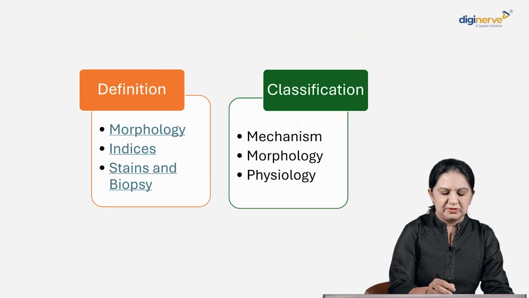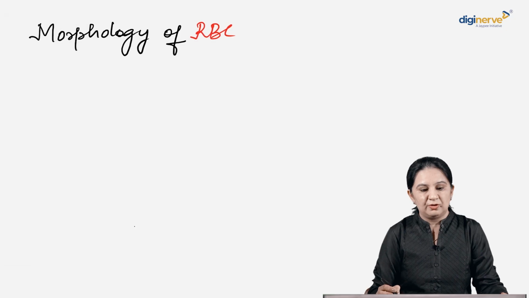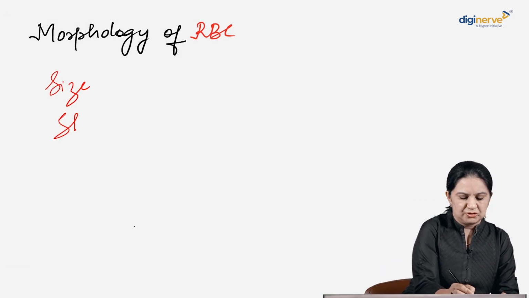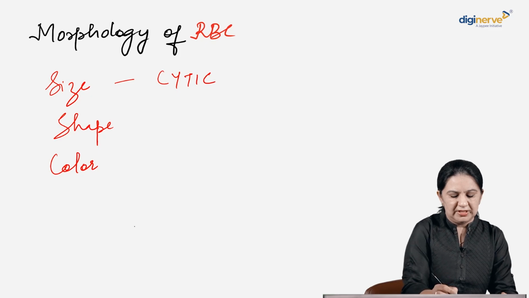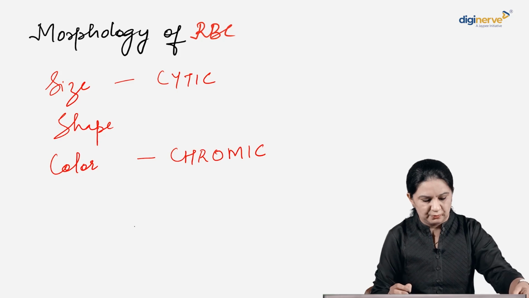Coming to the morphology of red blood cells. In morphology, we have to determine the size, shape, and the color. Please remember, for the size, we use the word cytic, and for the color, we use the word chromic. Size is cytic and color is chromic.